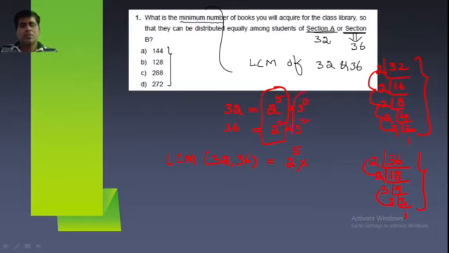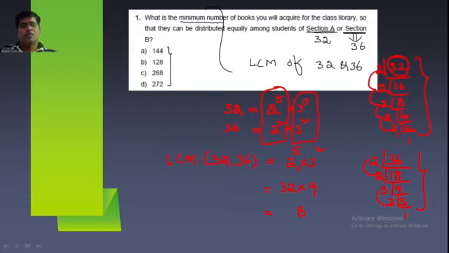So what is the greatest power of 3 that we have to take? That is nothing but 3 square. So your LCM is 2 to the power of 5 into 3 square. 2 to the power of 5 value is how much? 32. So 32 into 9, as 3 square is 3 into 3, that is 9. So 32 into 9, multiply it. 9 2s are 18.